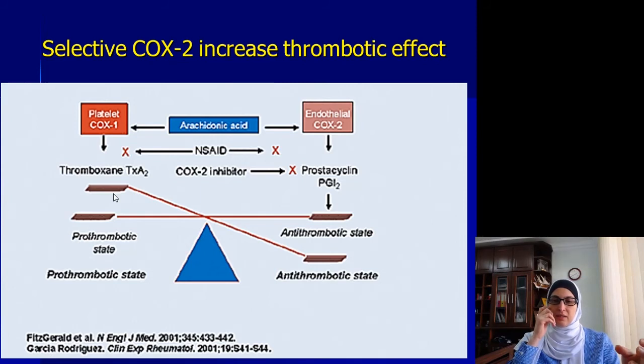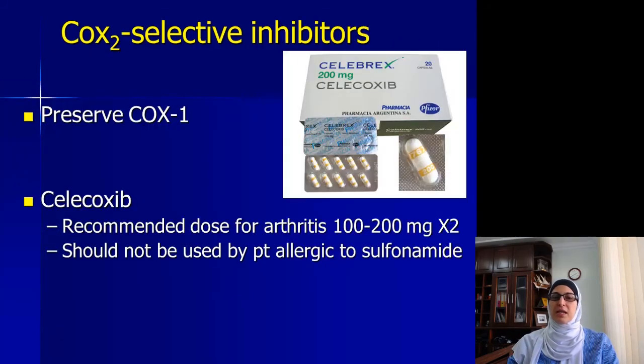Several patients suffered from cardiovascular complications and thrombotic events, and most of these medications were withdrawn from the market. The only one still available is celecoxib, which is Celebrex. It is a selective COX-2 inhibitor, but it's not as bad as the rest of the coxibs, so it is still available in the market. Sometimes they prescribe aspirin with it, so it would control the thromboxane effect. So it is still available.